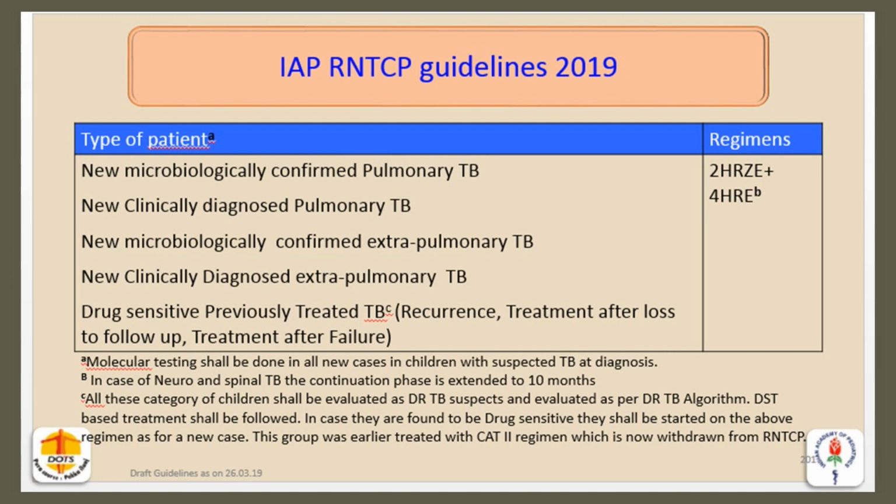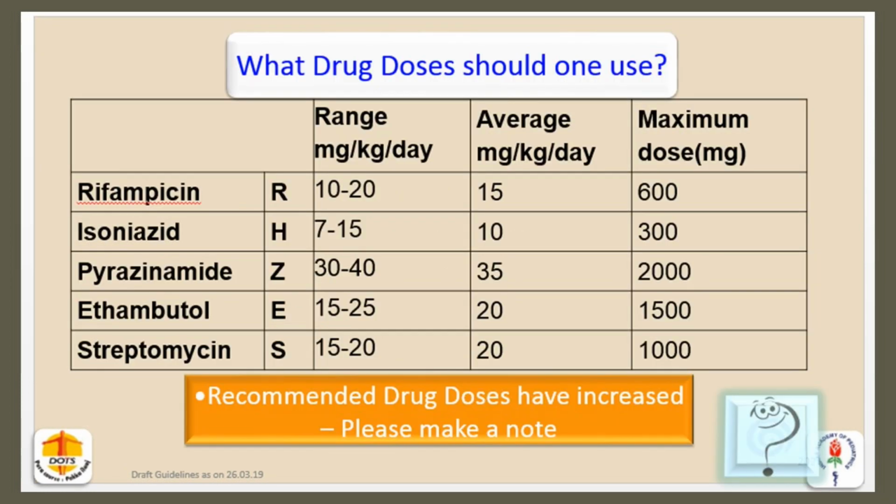So even your category 2, which was there earlier for treatment failure, where you used to give 2 months of HRZES, is out because streptomycin has a lot of resistance in India. So it's straight away 2 months of HRZE and 4 months of HRE. Very simplified guideline. The drug doses, you need to remember the drug doses.